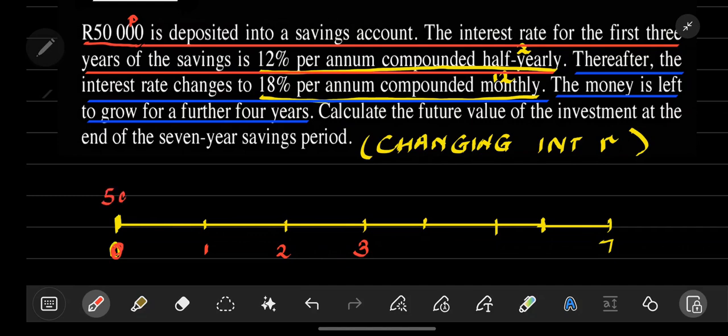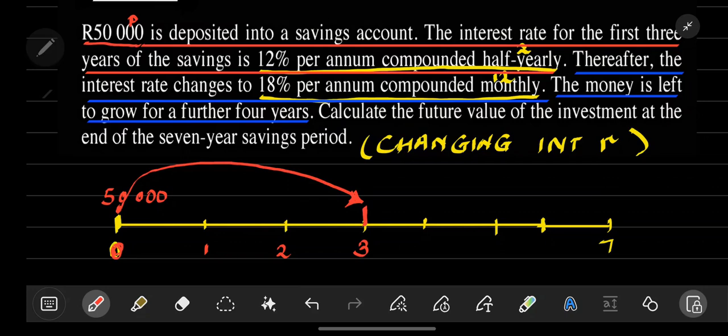50,000. It is deposited up until the 3rd year. And then it is deposited at how many percent? 12% per annum compounded half yearly. So the first transaction that we are going to run runs from here up until there. This will be our first transaction.